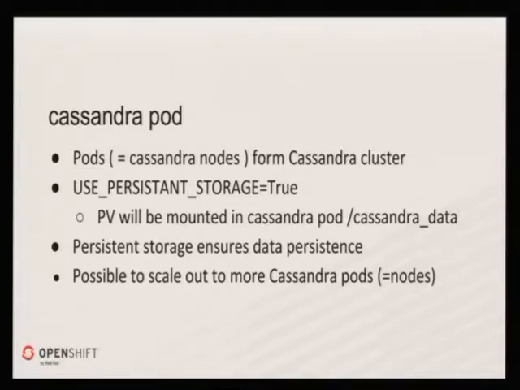It is possible to scale out more Cassandra pods, and one can say, start three Cassandra pods. These pods are actually Cassandra nodes. That means when one starts more Cassandra pods, in the background they form Cassandra clusters. So the knowledge you have, which is related to the usual Cassandra clusters, can be applied here as well.